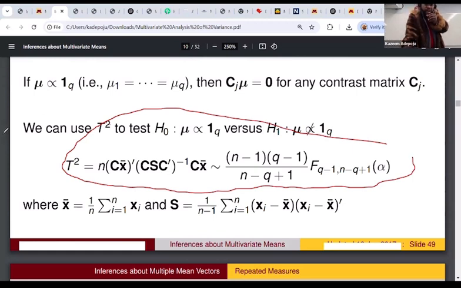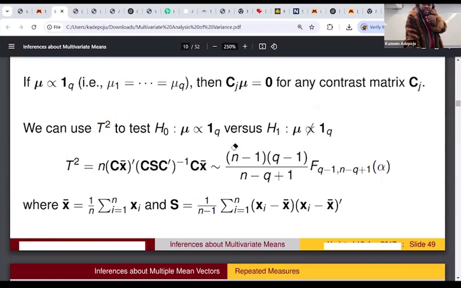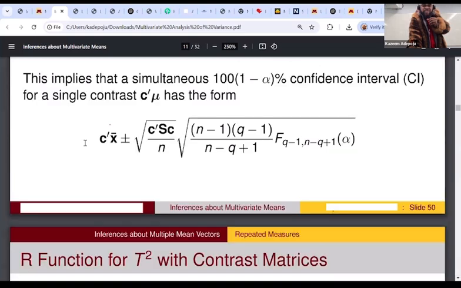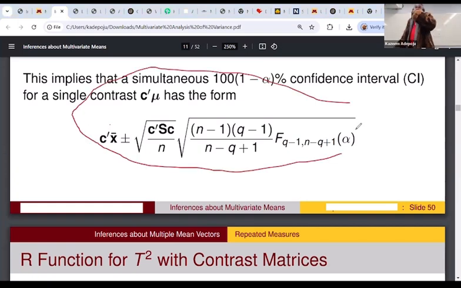Now, when we conduct hypothesis tests on that, we can also construct a confidence interval. Finally, the confidence interval formula is this. Please pay attention. You can see plus or minus, right? It means C prime X bar minus all of that, then C prime X bar plus all of that. This is the confidence interval for multivariate repeated measure.